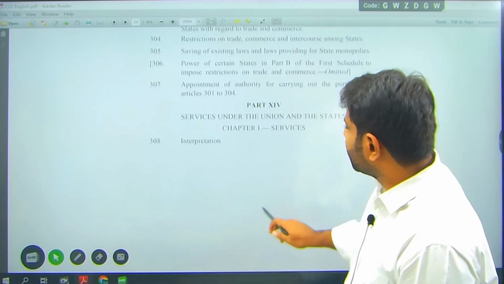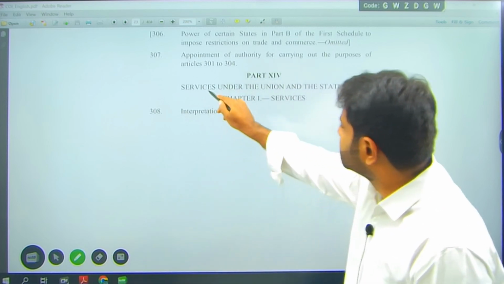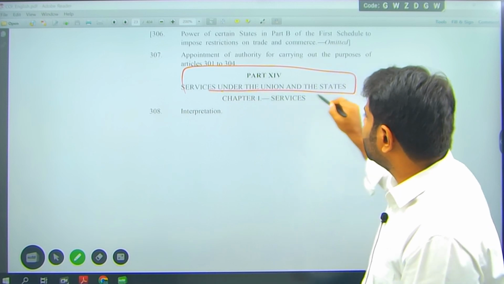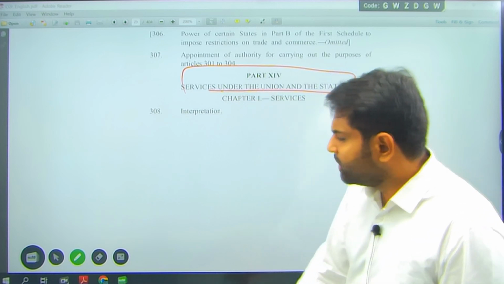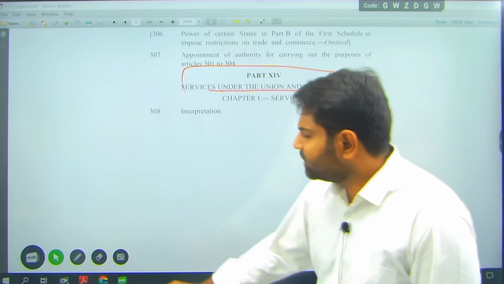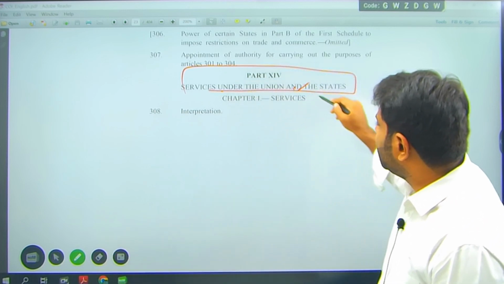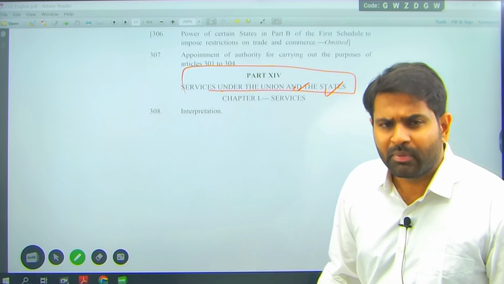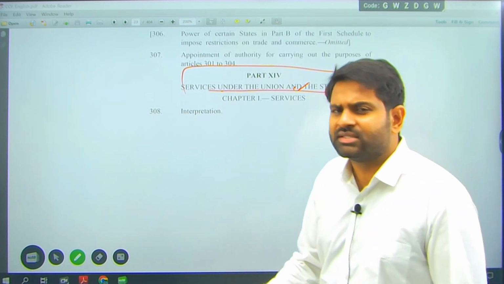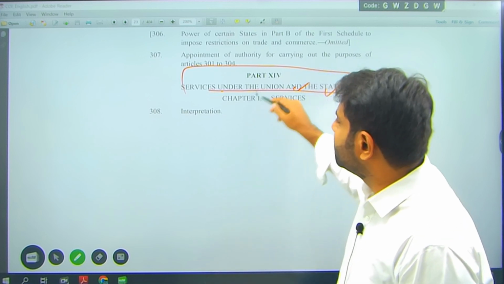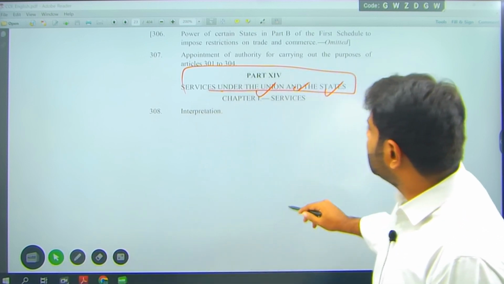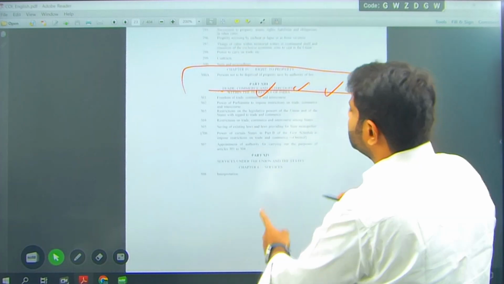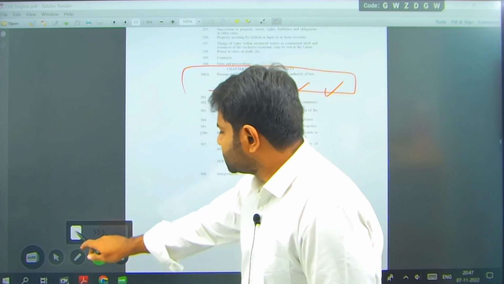Next one, part 14. When you talk about part 14, what is it all about? Services under union and states. So you have UPSC, you have State Public Service Commission, all these are under union government and state government services. UPSC, SPSC or APPSC, APSC, BPSC, UPPSC, all these are public service commissions. Remember that 14th part is all about public services.